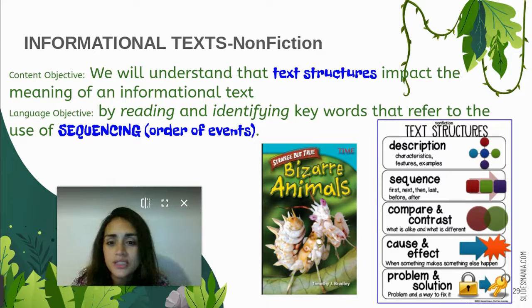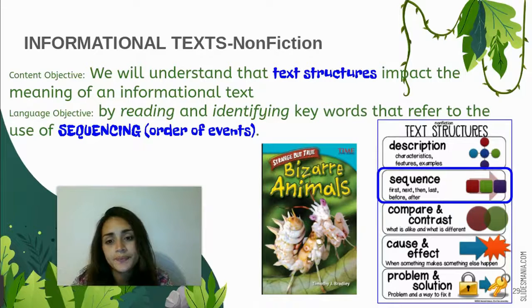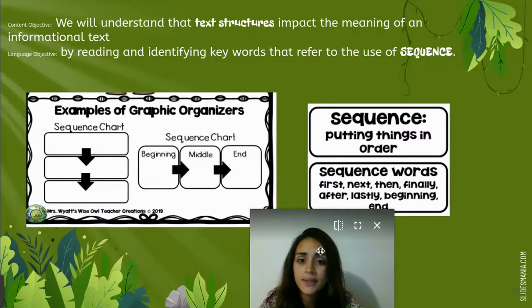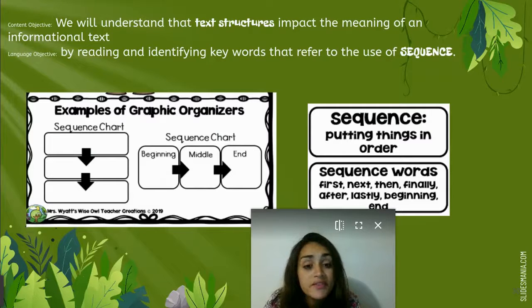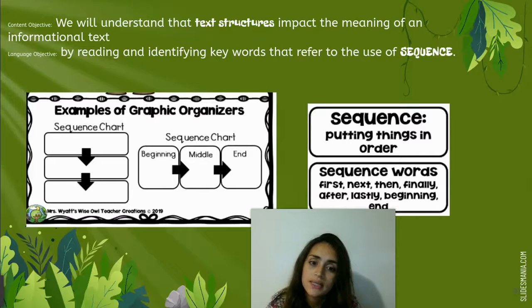So we're going to continue with our text structure study. However, we're going to focus on sequence. In sequence, many of the charts or examples that you see will show the order of events or steps, and there's going to be some key words, key vocabulary, such as first, next, then, finally, after, lastly, beginning, and end. All of these will tell us what's happening in the beginning, in the middle, and towards the end. Today, you're going to be looking for these key words to identify if the author has used sequence in his text structure.